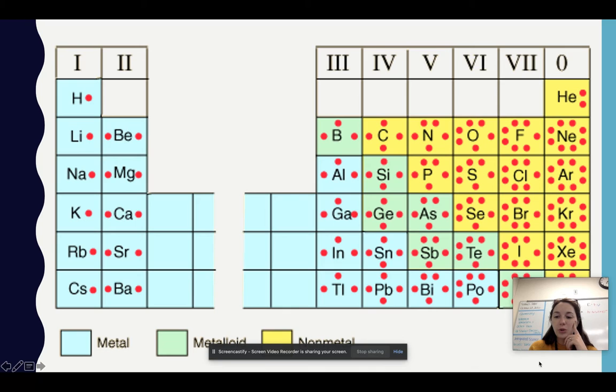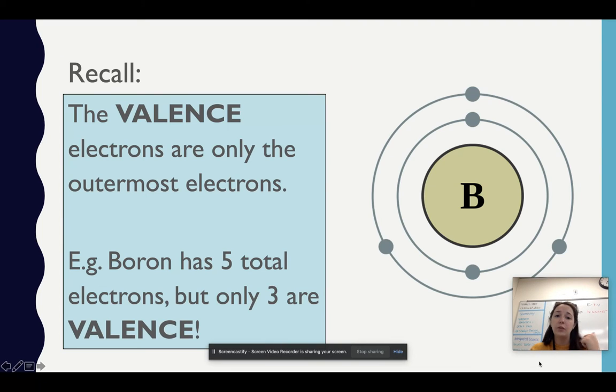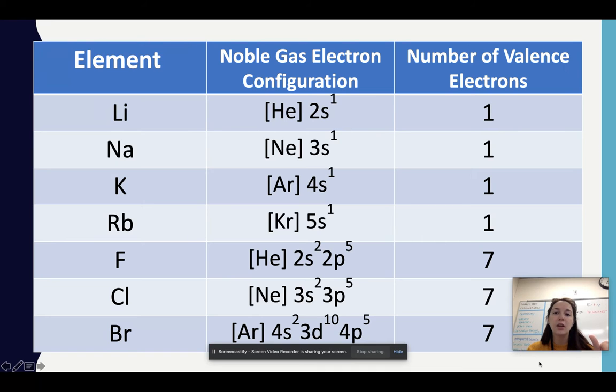Valence electrons, you can determine them by group, so it's really easy: if I'm in the first group here, then I only have one valence electron, whereas if I'm in the 8th group, I will have 8 valence electrons, with the exception being helium. And then it increases, so it makes it easy. Valence electrons are the outermost electrons. So while boron has 5 total electrons, there's only 3 valence electrons, because those 3 are on the outer shell, where the other 2 are on the inside.